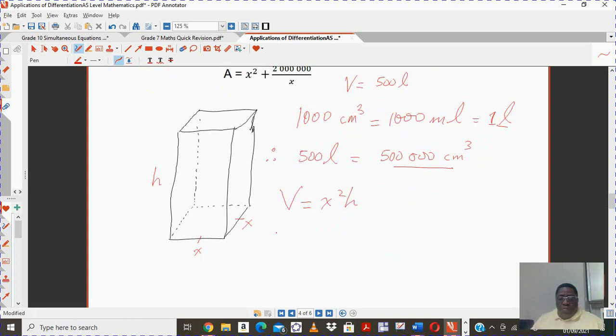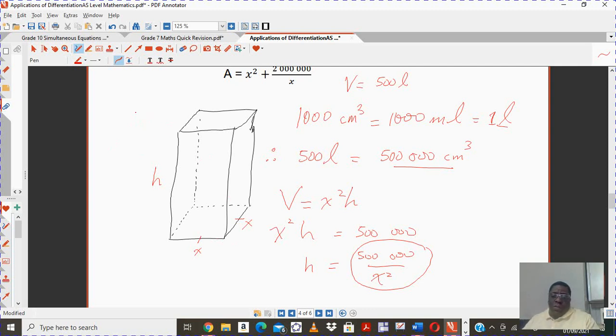So if the volume is 500,000, then the height can be written as 500,000 upon x squared. So this would be the new way for me to write the height. That's fine. We now also know something else.